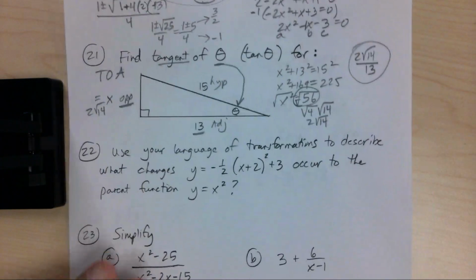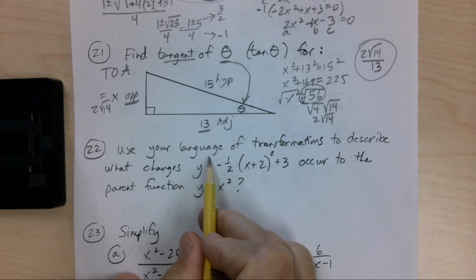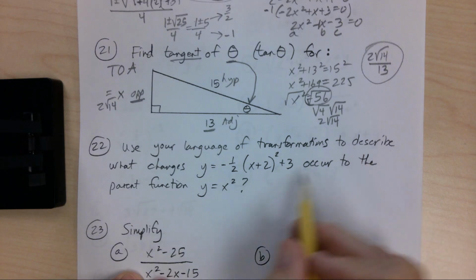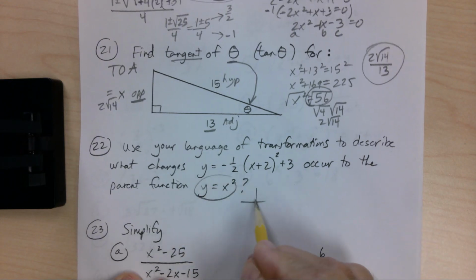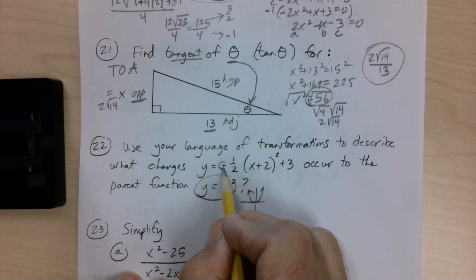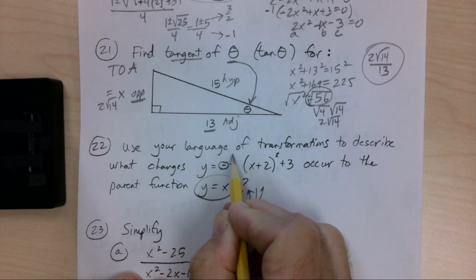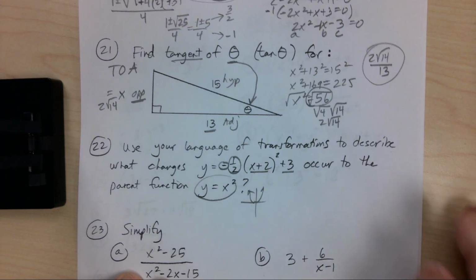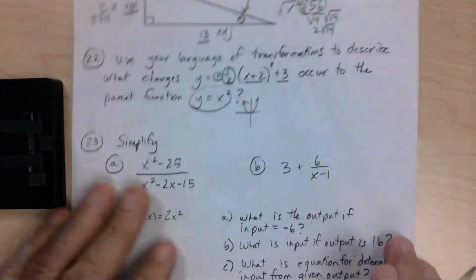Done. Use your language of transformations. So that means you don't have to graph it. If this is my parent function and it looks like that, what does all of this do? Well, that's over the x-axis, vertical shrink by a half, left 2, up 3. I didn't write it all down. I just want to save some recording time.